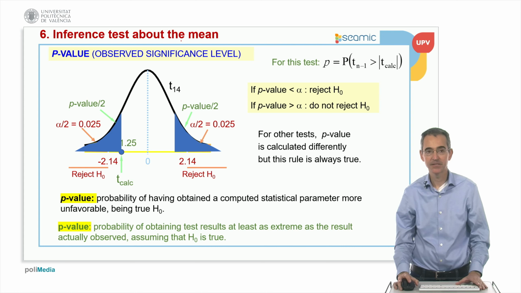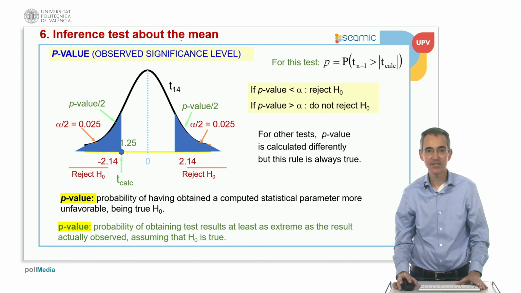Another definition could be the probability of obtaining test results at least as extreme as the result actually observed, assuming that the null hypothesis is true. This is a bit more mathematical definition that I obtained from Wikipedia. It's basically the same.